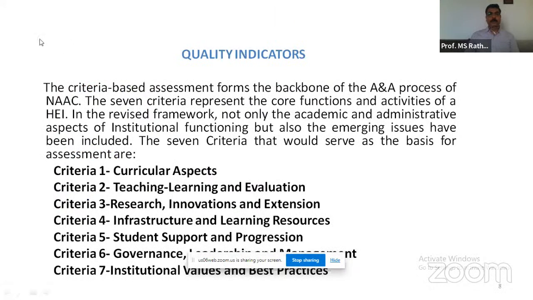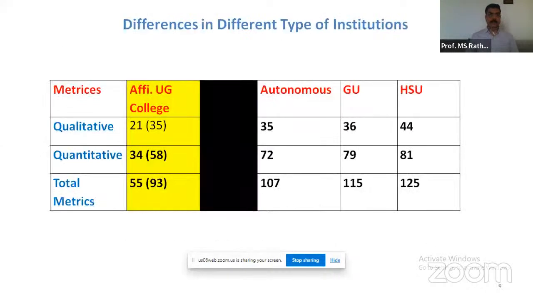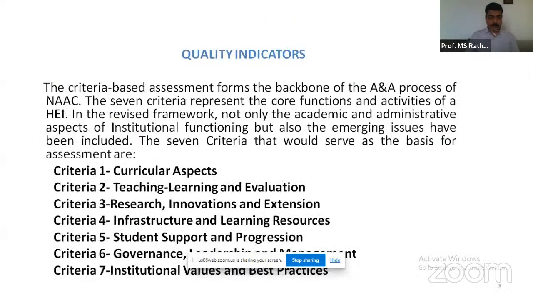Then, for those who are new to this process, I would again like to tell you, and those who have already initiated it would be well versed, that there are 7 criteria on which NAAC makes its assessment. Criteria 1 is curricular aspects, criteria 2 is teaching, learning, and evaluation, criteria 3 is research, innovation, and extension, criteria 4 is infrastructure and learning resources, criteria 5 is student support and progression, 6 is governance, and the 7th is institutional values and best practices.